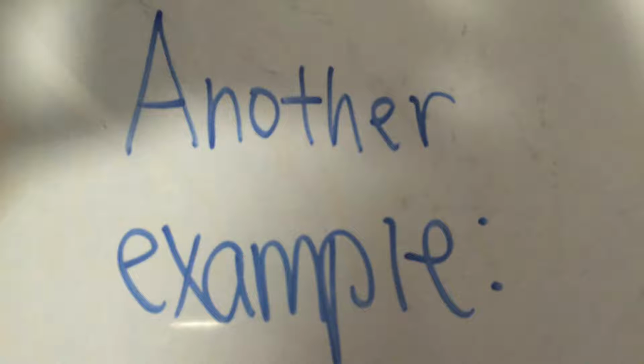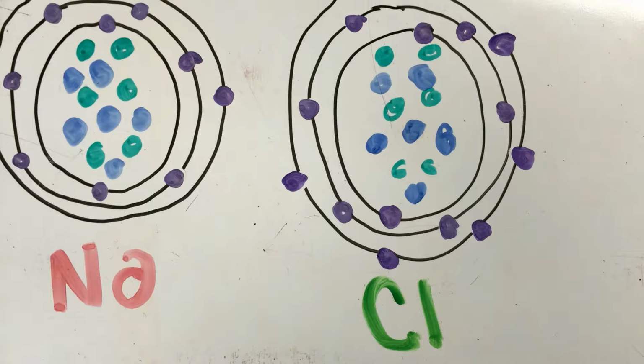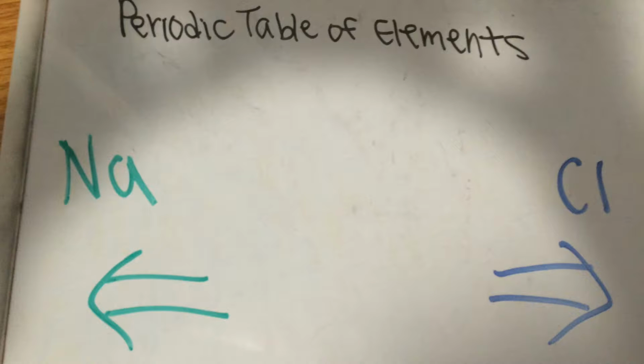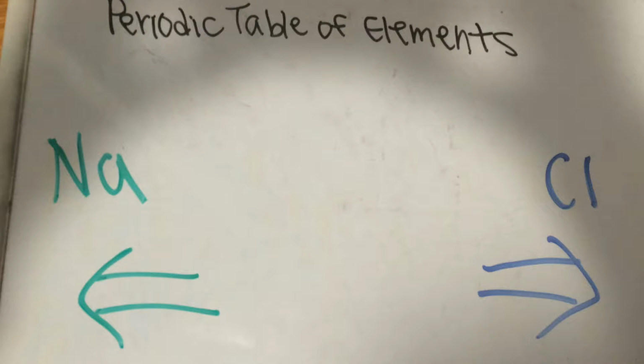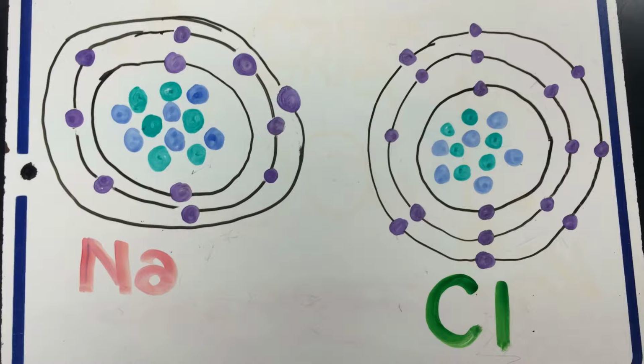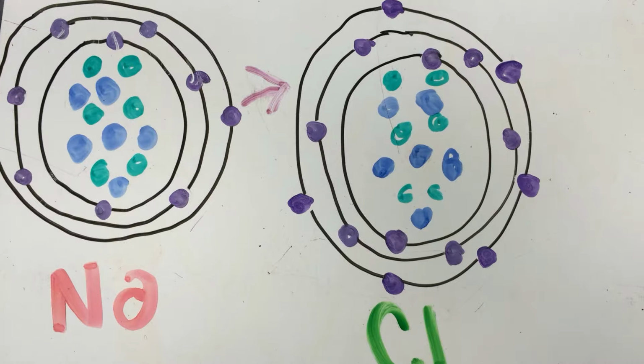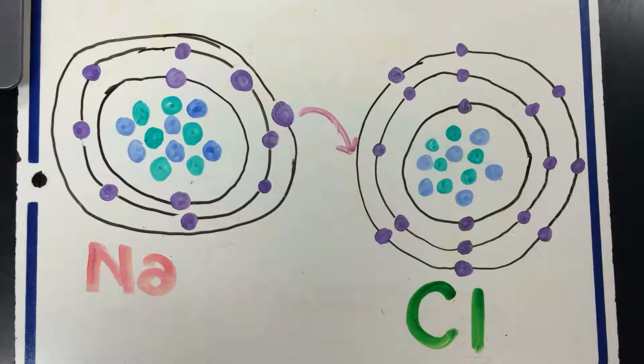Another example of an ionic bond is NaCl, or salt. It is comprised of one sodium (Na) atom and one chlorine (Cl) atom. Sodium is on the left side of the periodic table and chlorine is on the right. Sodium has one valence electron and chlorine has 7. Sodium gives 1 electron to chlorine to both form full valence shells. Now sodium has 0 valence electrons and chlorine has 8 valence electrons. They're both stable.